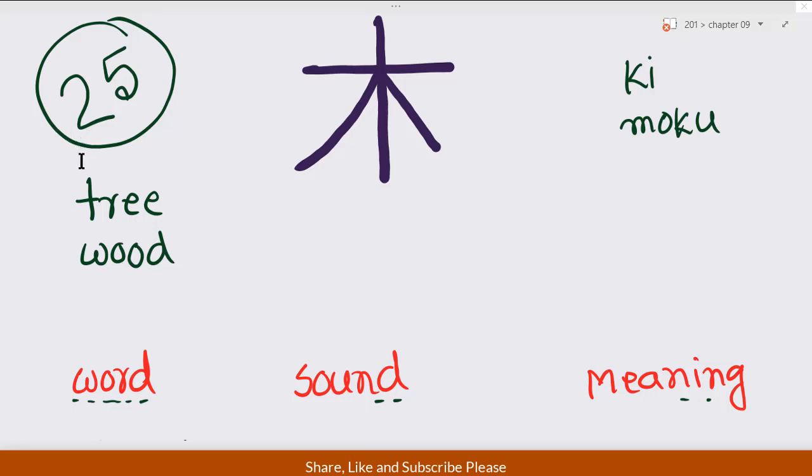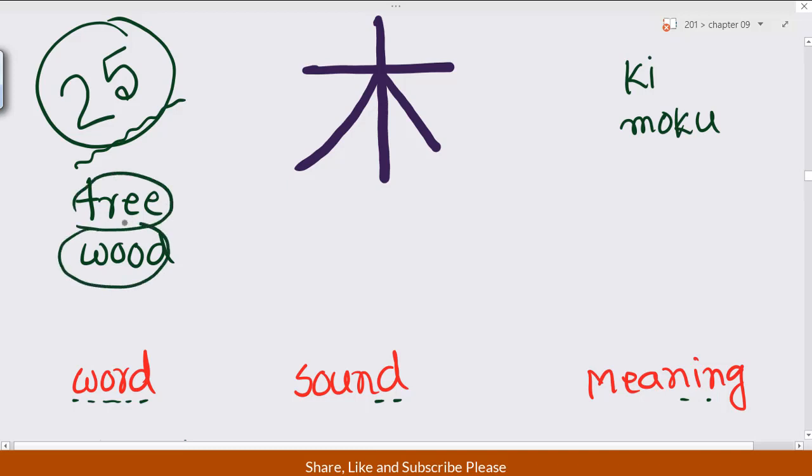Kanji number 25. So here is the meaning: tree or wood. Similar things, tree or wood. The strokes of this kanji are very easy.